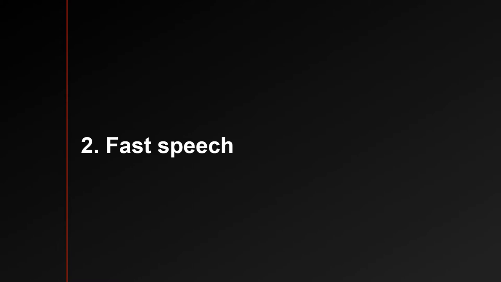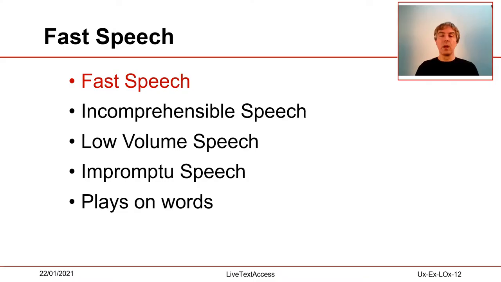Section 2, fast speech. When trying to subtitle people speaking very fast, there are 3 types of problems. One is that you are not capable of producing accurate text at the same speed. A second problem is that you cannot memorize or even understand what quick speakers say. Last but not least, even if you were capable of keeping the same pace as the speaker, your audience would have problems reading your subtitles at the same speed, especially if subtitles are visible as two-liner subtitles.